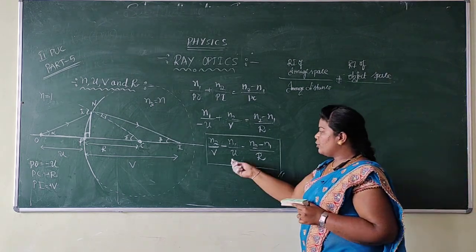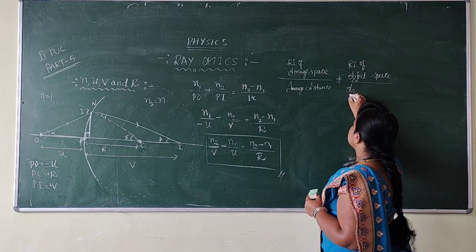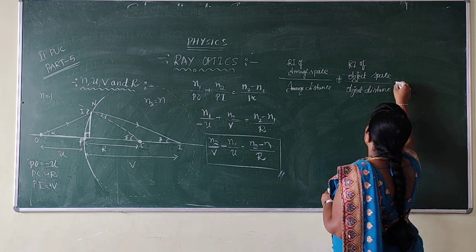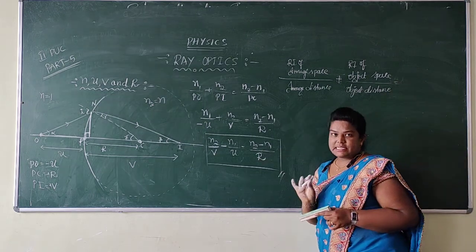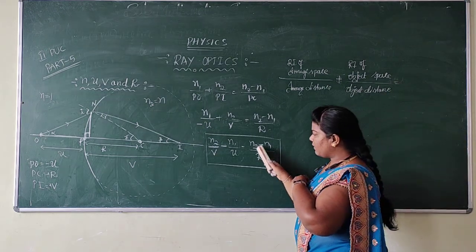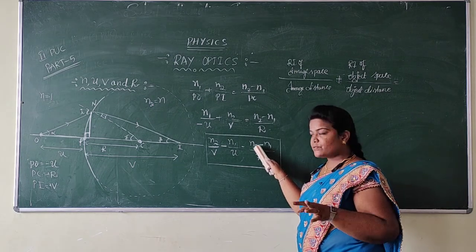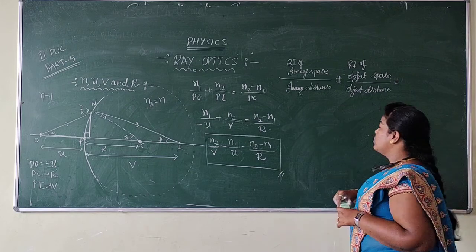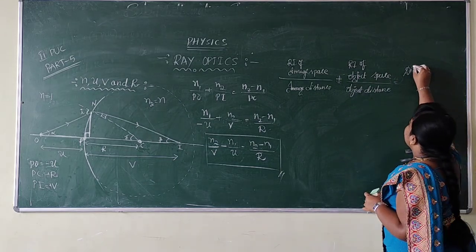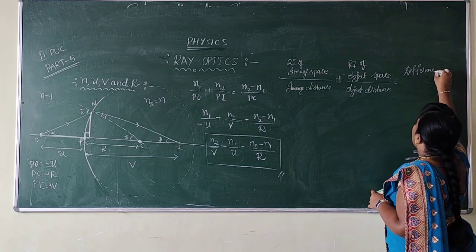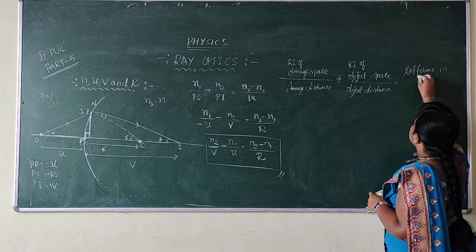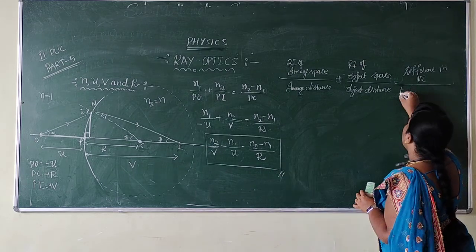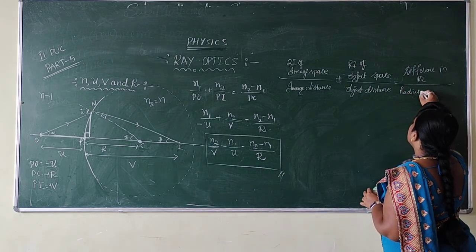U. What is U? U is the object distance. Right? Yes. This is equal to N2 minus N1, where N2 is the refractive index of the medium where the image is formed. N1 is the refractive index of the medium where the object is present. So simply I can write it as the difference in refractive index divided by R. R is the radius of curvature.